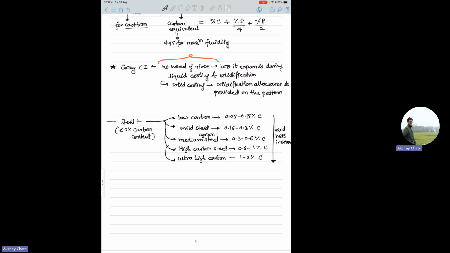Low carbon steels, what is their application? Because other ones I remember, low carbon I forgot. 1 second.